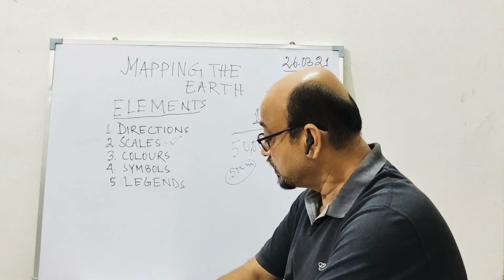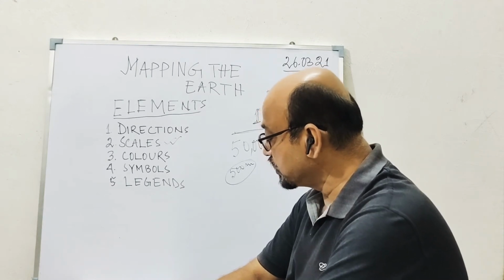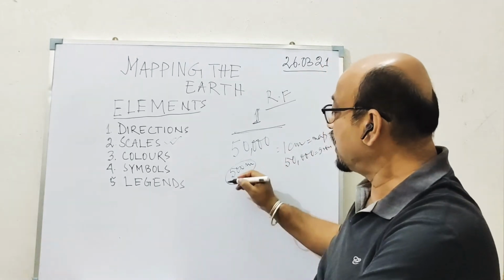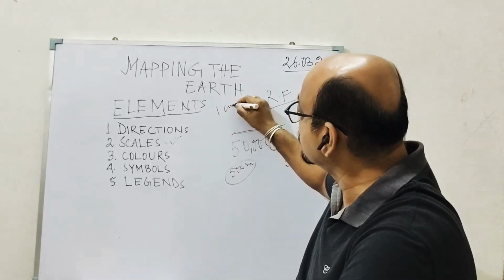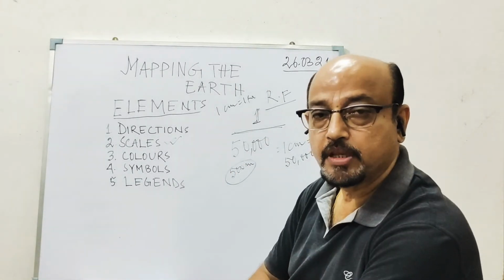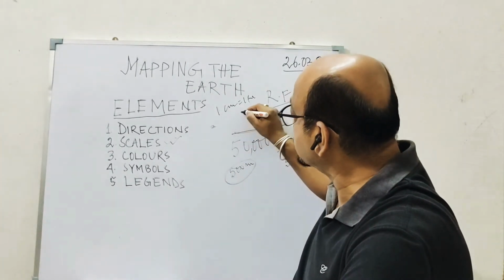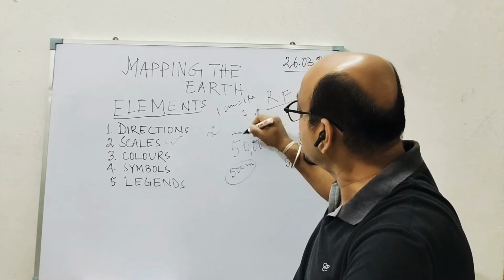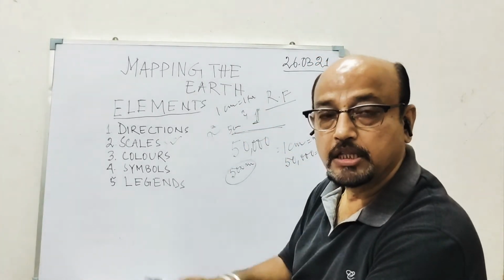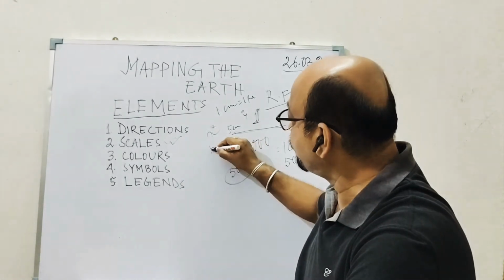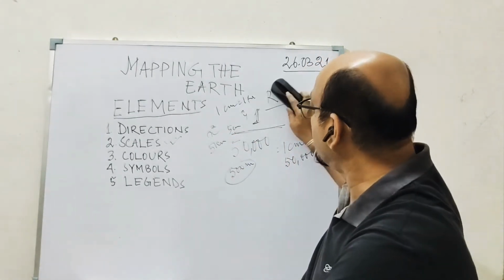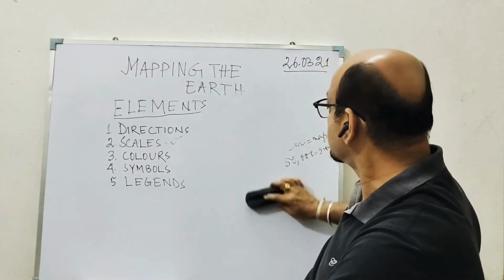So if a map is drawn to a scale of 1 centimeter equals 1 kilometer, that means if the distance between two places X and Y on the map is 5 centimeters, the distance on the ground will be 5 kilometers. I hope all of you have understood. This is how we use the scale.